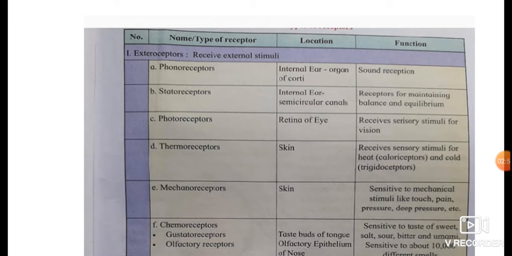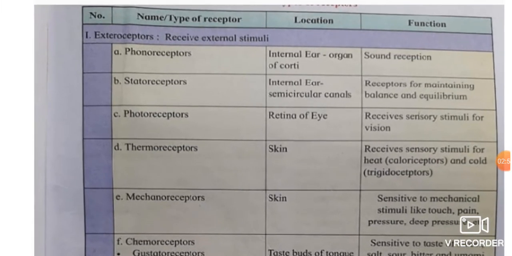Phonoreceptors: the organ of Corti in the internal ear is the specific structure, and sound reception is the function. Statoreceptors: the semicircular canal of the internal ear is the specific organ, with receptors for maintaining body balance and equilibrium. From this it is clear that the ear is not only an organ for hearing but also an organ for body balance. Photoreceptors: the retina of the eye receives sensory stimuli for vision.